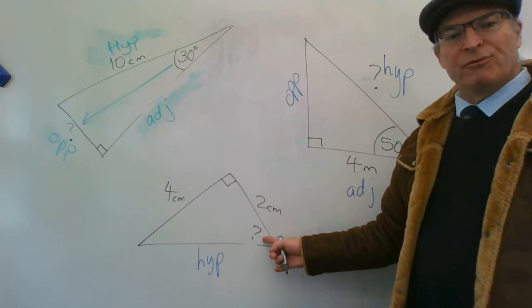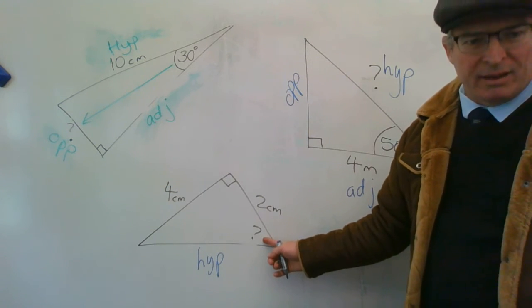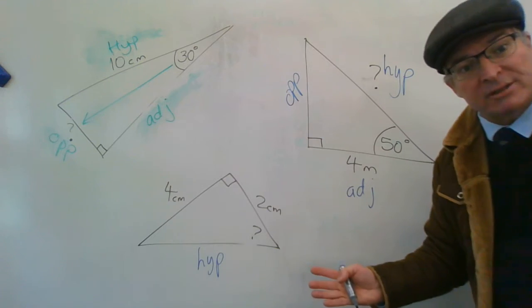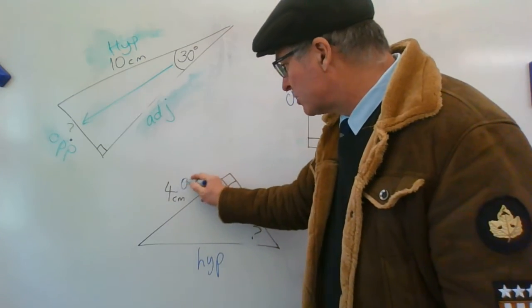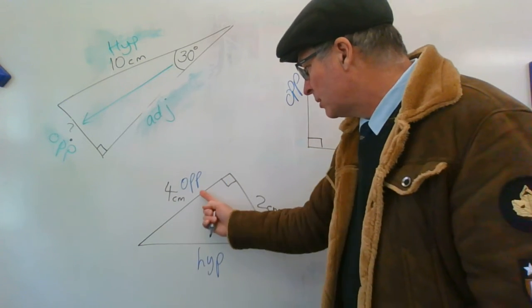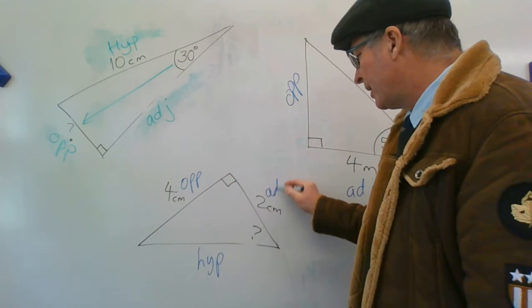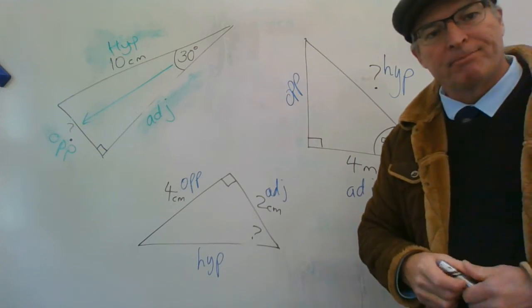Now, we've been asked to find that angle. There's a question mark there. They're asking me to find that angle, so that'll be my reference angle. So, according to that reference angle, this side would be opposite to it. Therefore, that one there is the adjacent side.